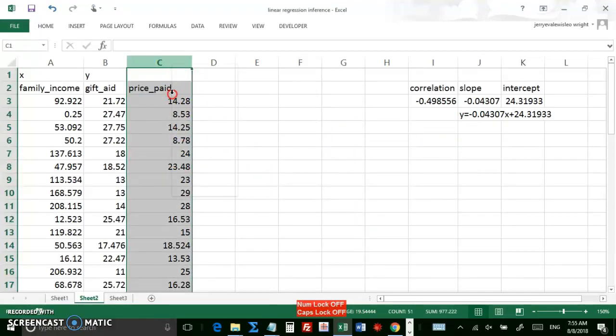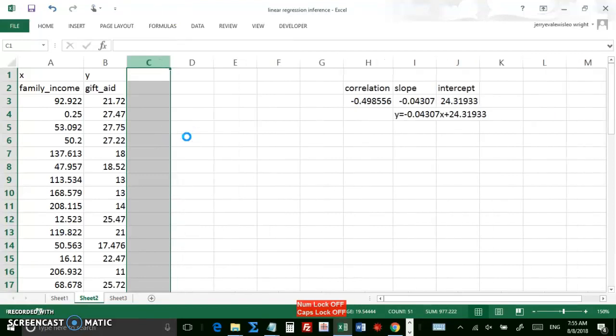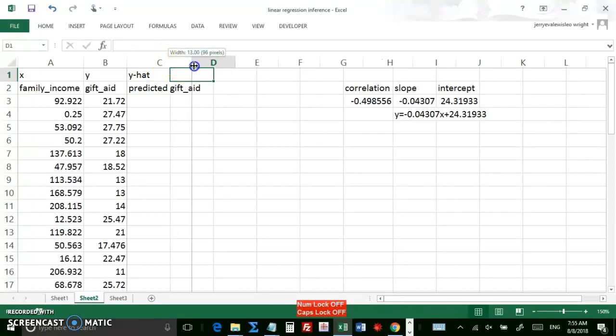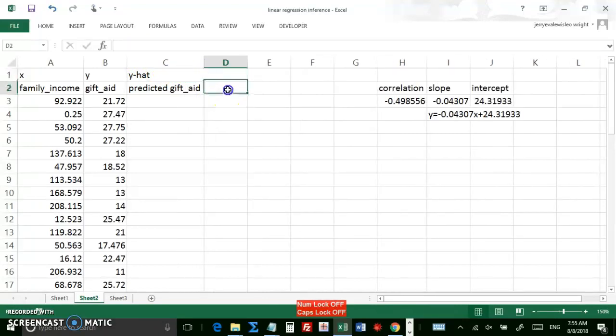Let's just delete it. Just get out of here. It's going to be in the way. All right, now I want to make two more columns. The next column is going to be the predicted gift aid for y hat. I'll just say y hat right there. And then the residual. Let's give us a little more space here. Okay, residual.